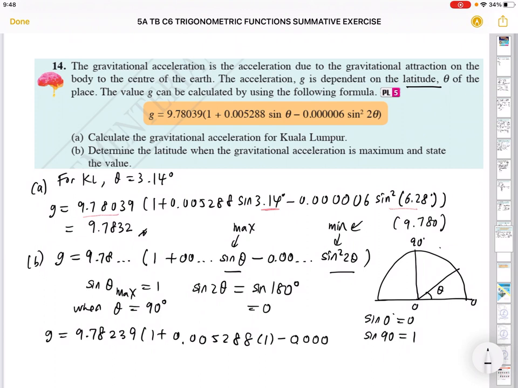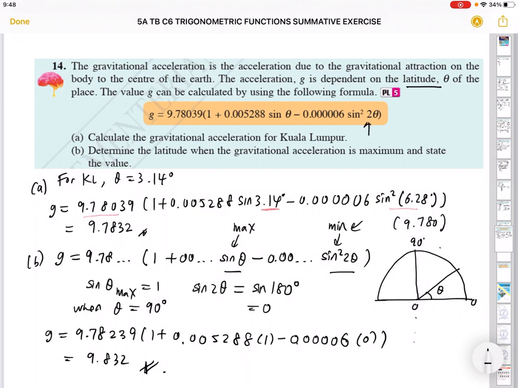Yeah, correct? Sine theta's maximum is 1. When sine 2 theta is 0, if you put 0 inside here, 1 inside here, you will get the maximum gravitational acceleration. Now that happened when theta is at 90, so that is at North Pole. Okay. All right. Next question 15.